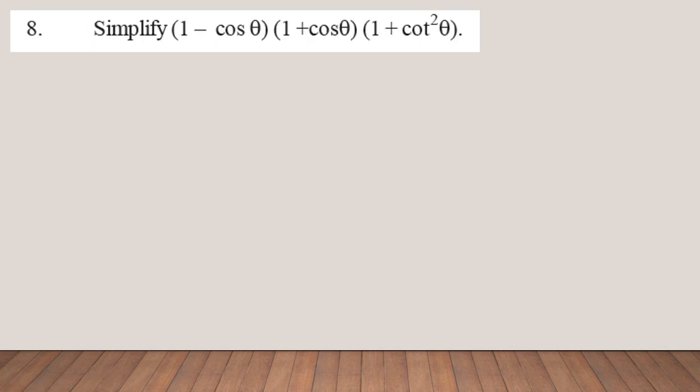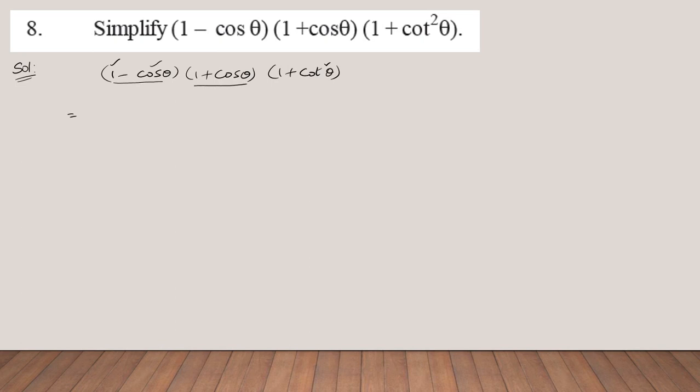Next, moving on to question number 8. I think this is also simple, right? (1 minus cos theta) into (1 plus cos theta) into (1 plus cot square theta). Now if you observe this, (1 minus cos theta) into (1 plus cos theta) is nothing but in the form of (a minus b) into (a plus b). So if you consider a as 1 and b as cos theta, then it is (a minus b) into (a plus b).